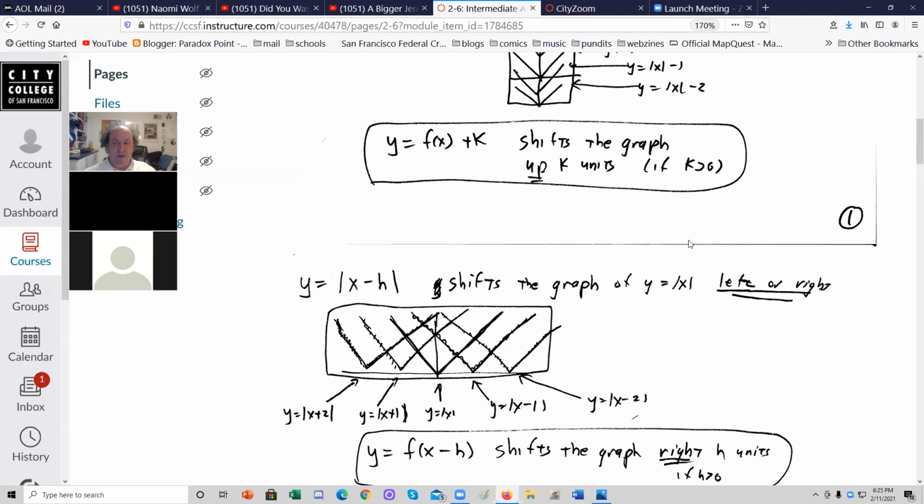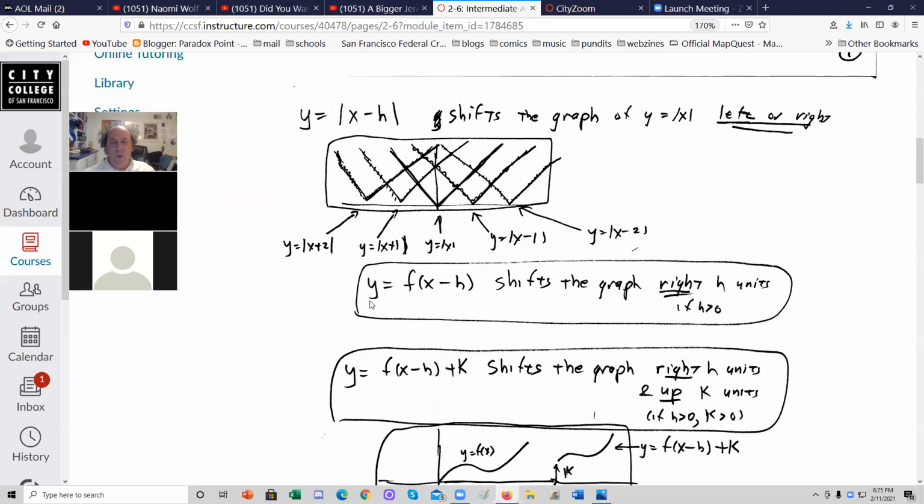And that shifts the graph left or right because it's delayed by h units. So if this is the graph of y equals f absolute value of x, then y equals absolute value of x minus 1 is 1 unit delayed. So it's the same V shifted to the right 1 unit. Y equals absolute value of x minus 2 is shifted to the right 2 units. Y equals absolute value of x plus 1 is accelerated or preceded by 1, so it's shifted to the left, anti-delayed. Y equals absolute value of x plus 2 is the original V shape shifted left 2 units.